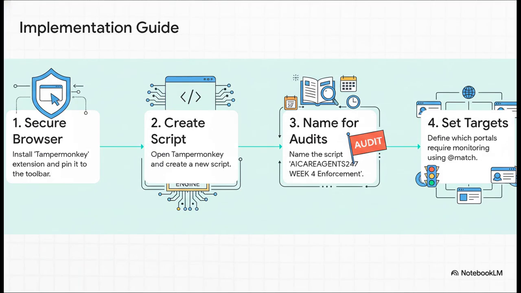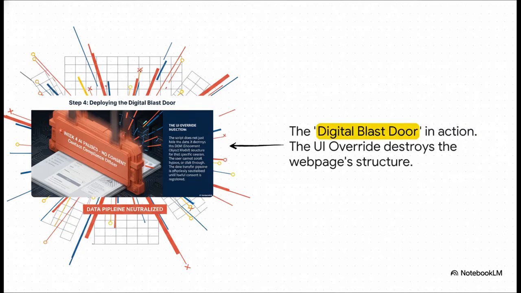First, you've got to secure the browser with the TamperMonkey extension. That's our engine. Second, create the new script. Third, and this is important, name it clearly so you have a clean audit trail. And fourth, you define which websites or portals it needs to watch over. And remember, for this to work, these steps have to be done on every single staff computer that accesses these AI tools.